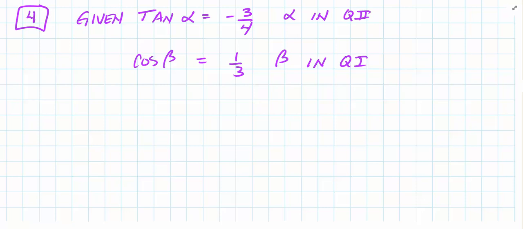So here's the information. Tangent of alpha is -3/4. Alpha is in quadrant 2. Cosine beta is a third. Beta's in quadrant 1, so I want everyone to go ahead and draw their pictures that represent the situation there and fill in the missing gaps, okay?